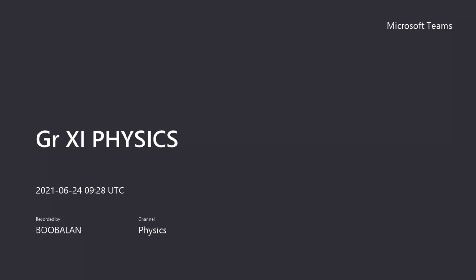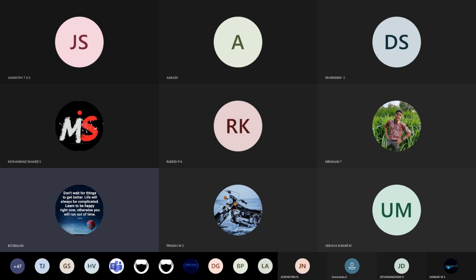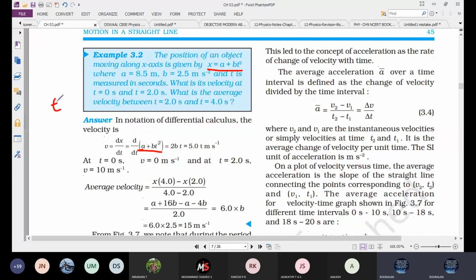dx by dt. A is the constant. That means what? T power 0, not T power 1, T power 0. So 0 will come from 0 into A, that is also 0 only. Then 2bt, using the formula T power n equal to n into T power n minus 1. This is the formula.